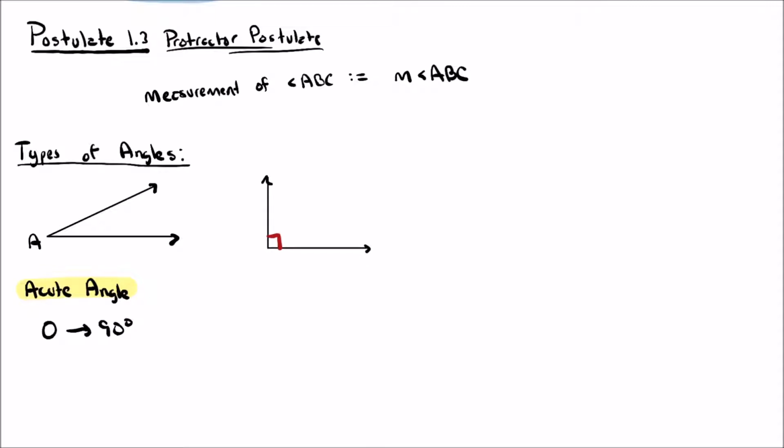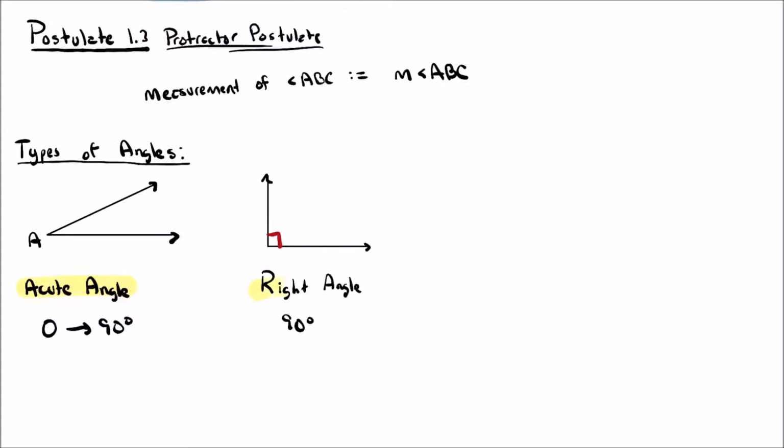Next, we can have right angles, and all right angles are 90 degrees. Next, we can have obtuse angles, and I like to remember obtuse angles because it kind of looks like the word obese, and obese means fat, so these are our fat angles. And they're between 90 degrees and 180 degrees.